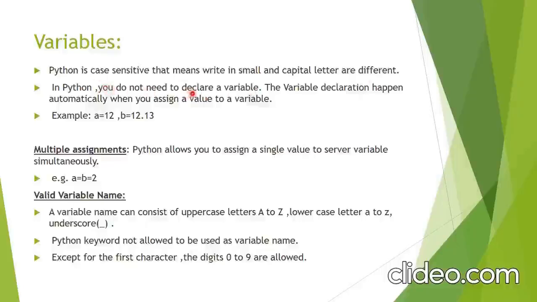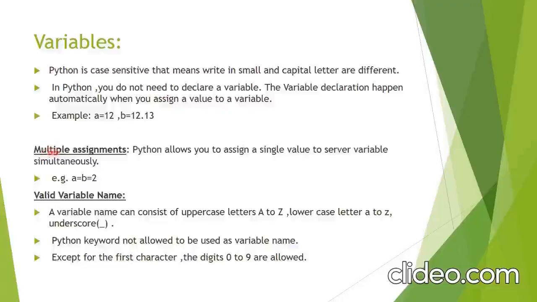In Python, you do not need to declare the variables. No need to define the data types of the variables. That means the variable declaration happens automatically when you assign the values to the variables. For example, I will assign the value a equal to 12. So automatically Python considers a to be an integer because I have assigned 12, and if I assign b equal to 12.13, it automatically considers b as a float data type. So hopefully you understand what a variable is and how to define variables in Python.